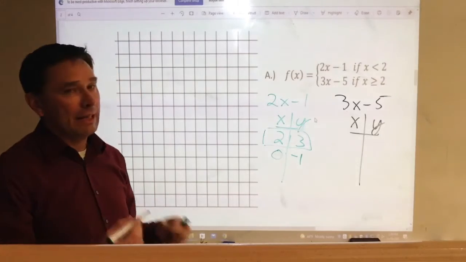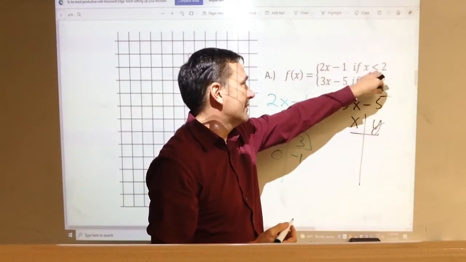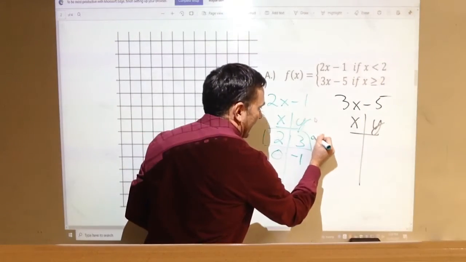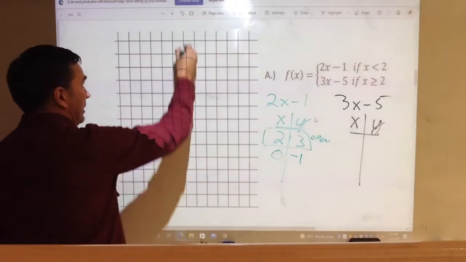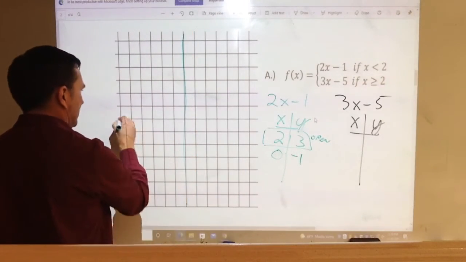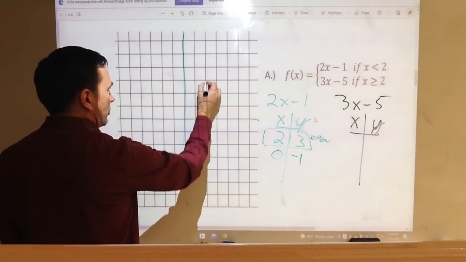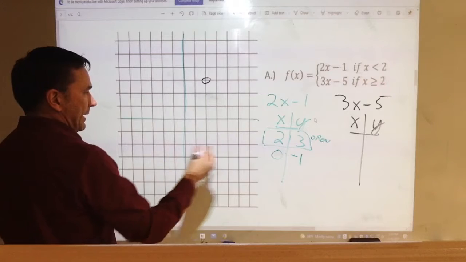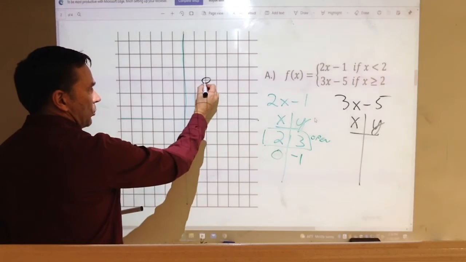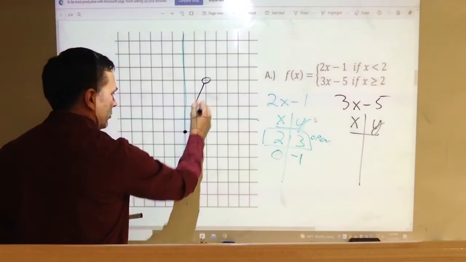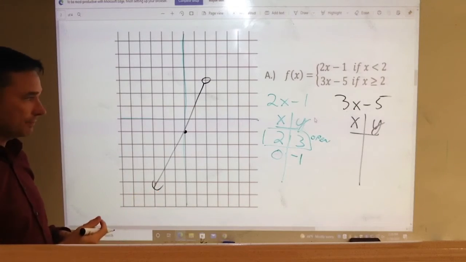Now we have to think about inequalities. Less than, greater than, equal to. Because this is less than, this first point has to be an open circle. So at the point 2, 3, if I draw this down, 1, 2, 3, I'm going to put an open circle there. And then at 0, negative 1, this is a regular circle. I start with my starting point, and I draw down. And you see that the arrow is only going in one direction.